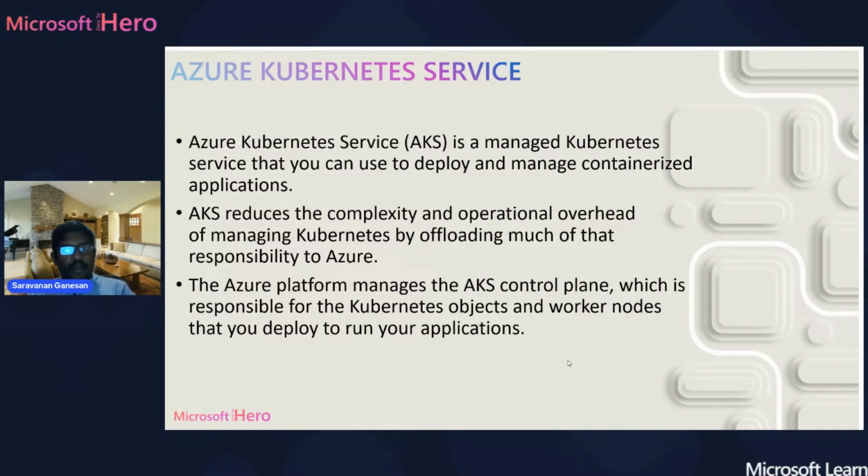Those applications are containerized using Docker, and you may push those images to the Azure Container Registry, and then pull those applications to your Kubernetes clusters to deploy the pods. People mostly go for AKS because it reduces complexity and the operational overhead of managing Kubernetes, by putting much of the responsibility on Azure. The Azure platform also manages the AKS control plane, which is responsible for the Kubernetes objects and the worker nodes that run your applications.